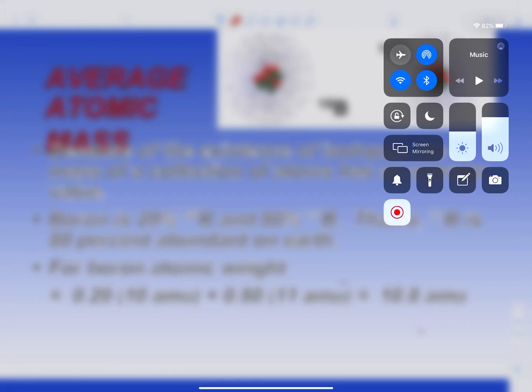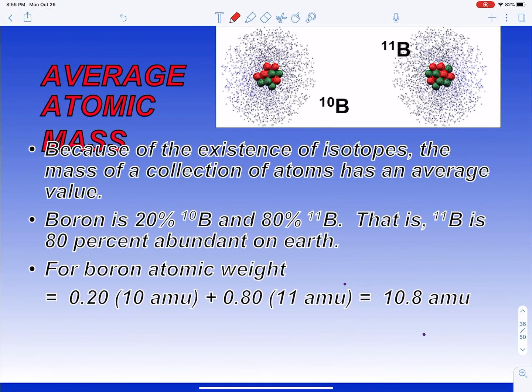Okay, today I want to talk to you about how to calculate average atomic mass. Average atomic mass is the weighted average of all the isotopes, and this is the decimal number that you find on the periodic table. It's a weighted average of all the isotopes.